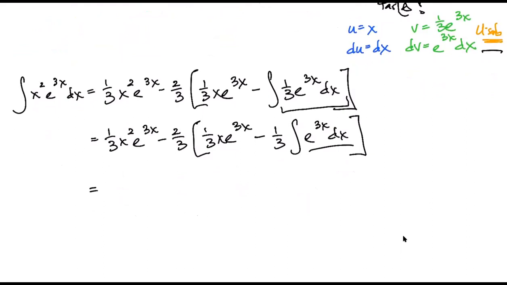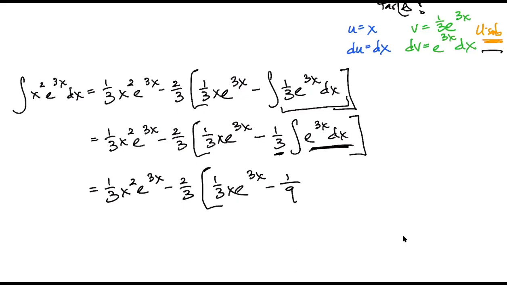All right, so I've got 1/3 x squared e to the 3x. I think let's take that integral before we distribute. 1/3 x e to the 3x minus, all right, this integral is 1/3 e to the 3x, but I already have a 1/3 here, so it's going to be 1/3 times 1/3, or 1/9 e to the 3x. And then I'm all done with my integration, so I'll put a plus c there.